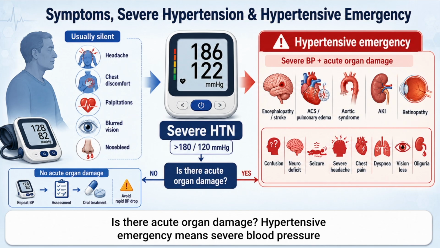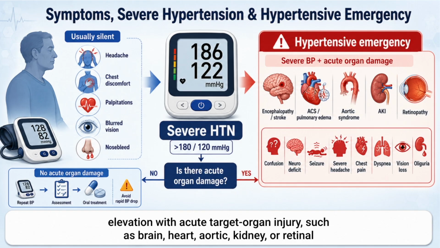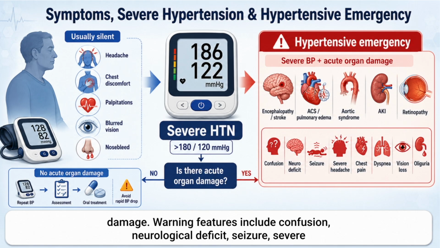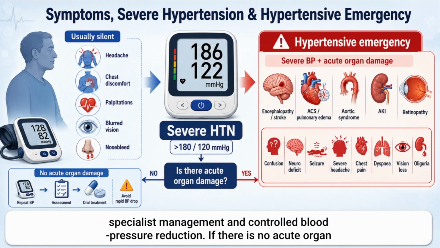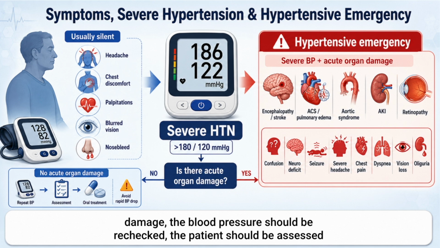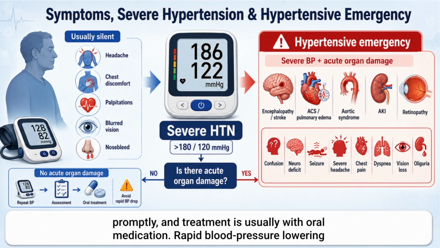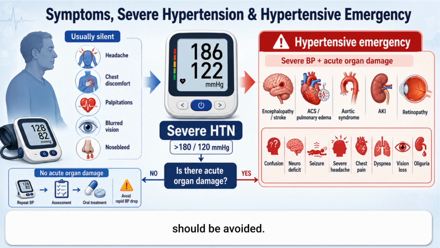Hypertensive emergency means severe blood pressure elevation with acute target organ injury, such as brain, heart, aortic, kidney, or retinal damage. Warning features include confusion, neurological deficit, seizure, severe headache, chest pain, dyspnea, visual loss, or oliguria. These patients need urgent specialist management and controlled blood pressure reduction. If there is no acute organ damage, the blood pressure should be rechecked. The patient should be assessed promptly, and treatment is usually with oral medication. Rapid blood pressure lowering should be avoided.